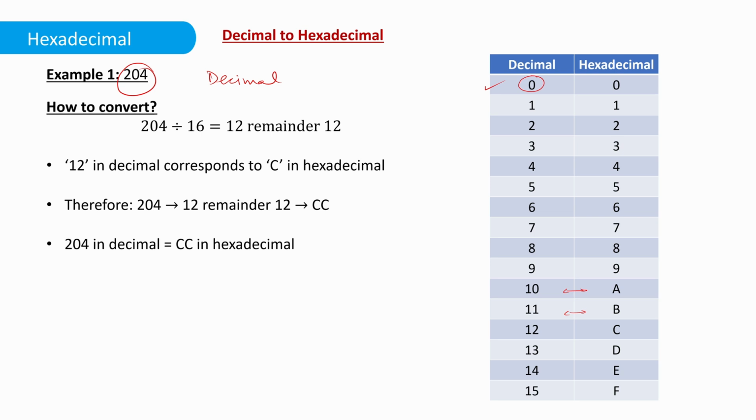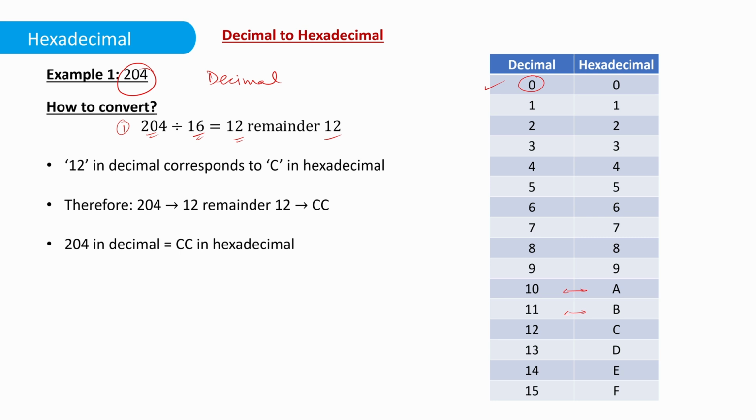What we need to do for converting from decimal to the hexadecimal number system is to divide the number by 16, because there are 16 digits in hexadecimal. So this is the first step. We divide 204 by 16 and we get 12 with a remainder of 12. How we are going to do that, I will show you step by step in the next slide.